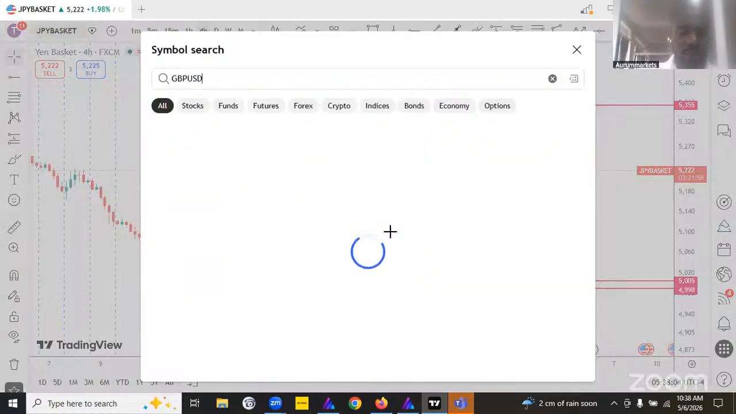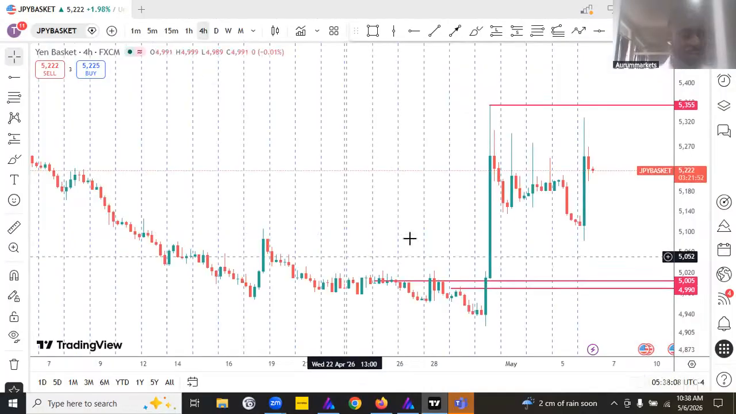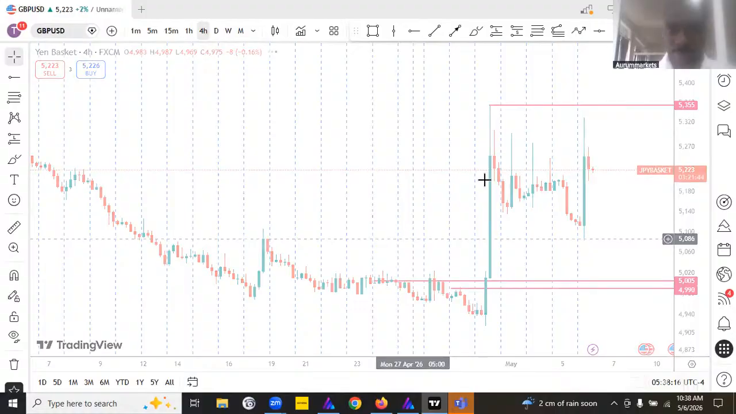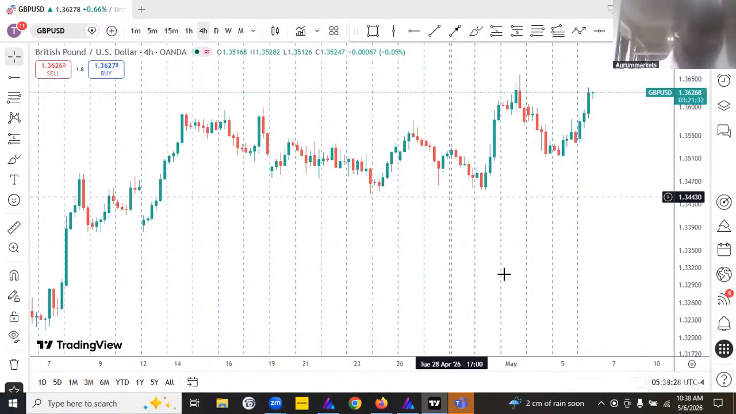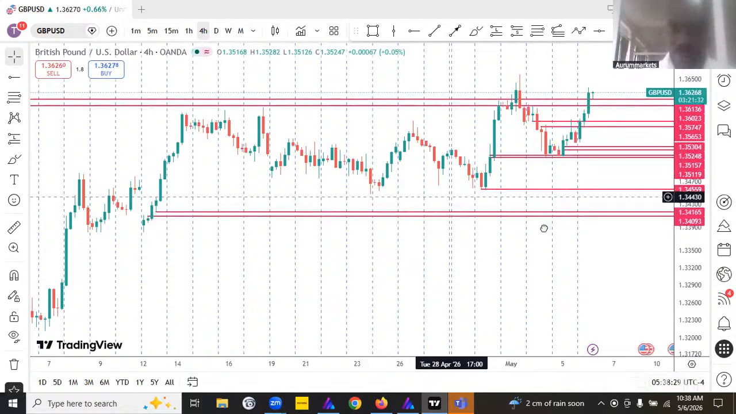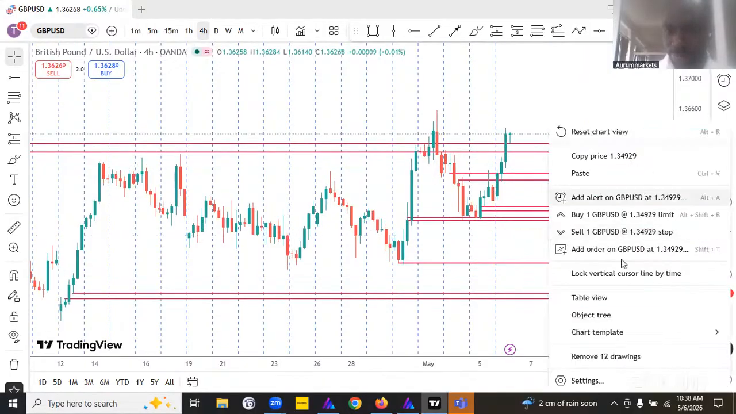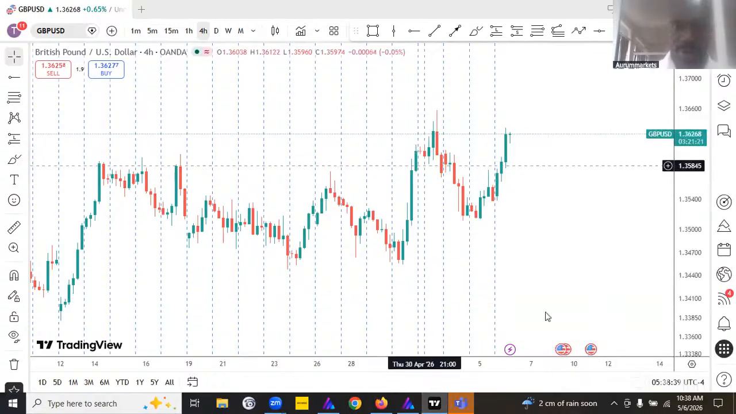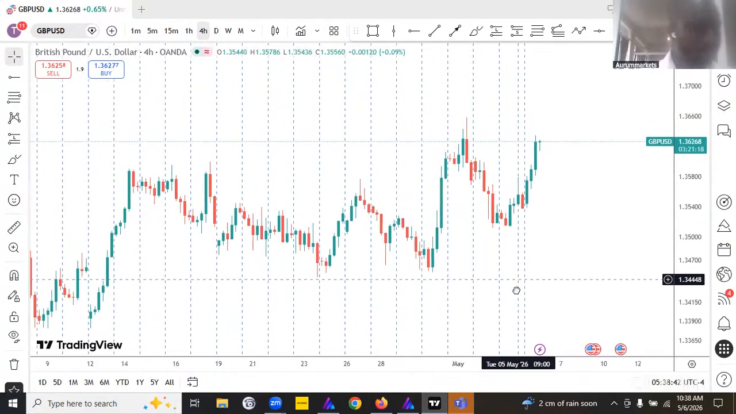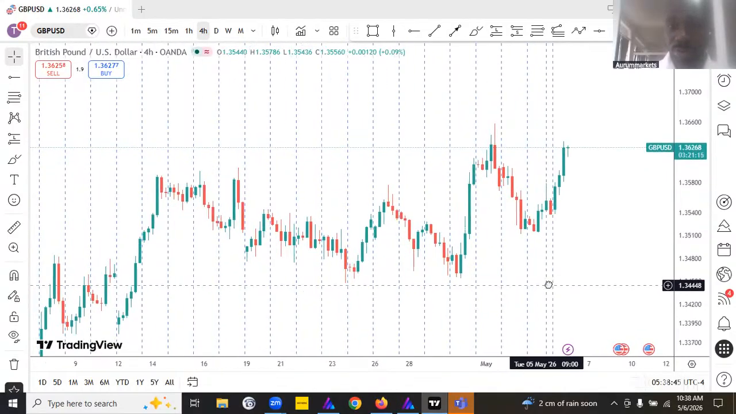Let's look at GBP USD. Please bear with me, the network is very slow. So as you can see, GBP USD has been bullish.